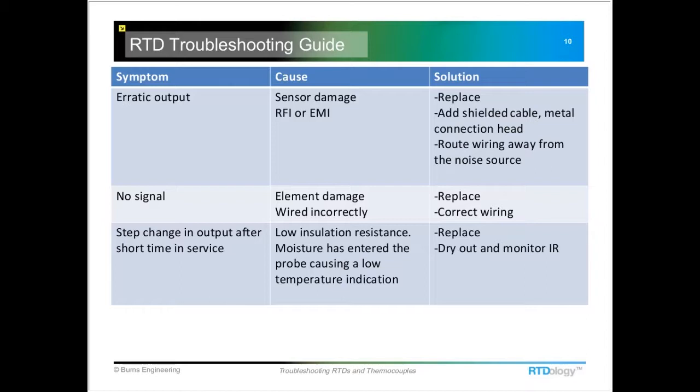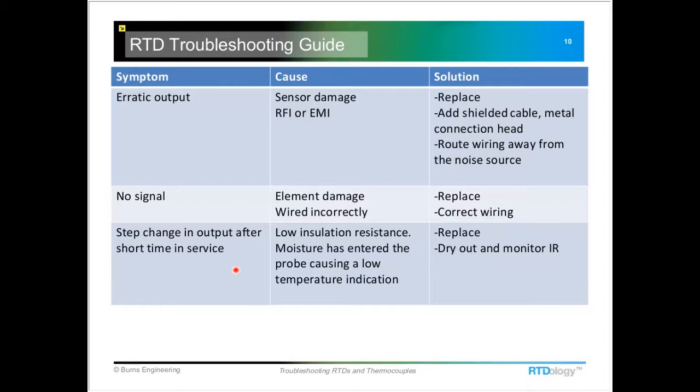The last thing on the list here would be if you've noticed a step change in the output. So let's say you started up your process and the temperature's at 50 degrees C, and all of a sudden you see it change a little bit. It could be that it steps up in temperature just a little bit, and typically that would be an indication that moisture has gotten inside that probe, and when your process started up, the probe heated up and some of that moisture got driven off. The resistance of the probe goes up, so you're going to have a correspondingly higher temperature measurement.